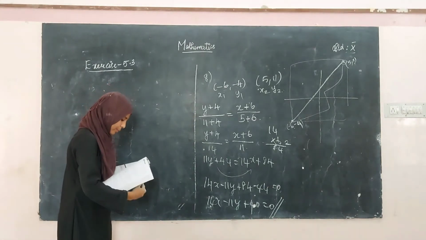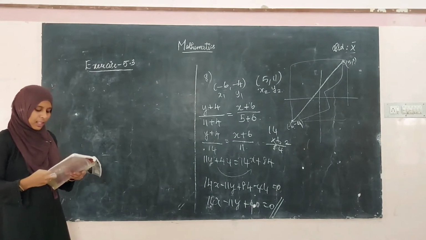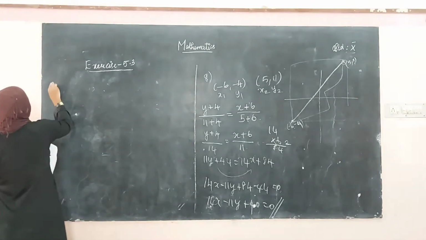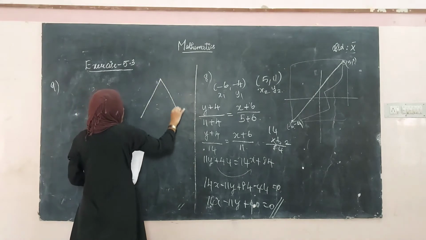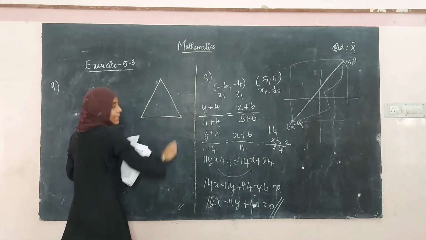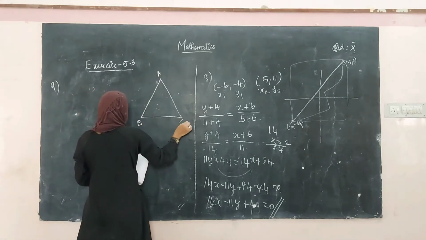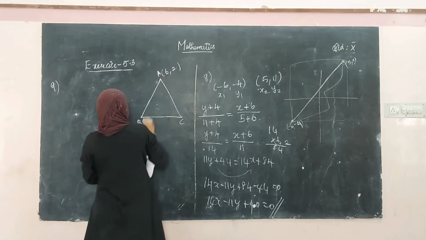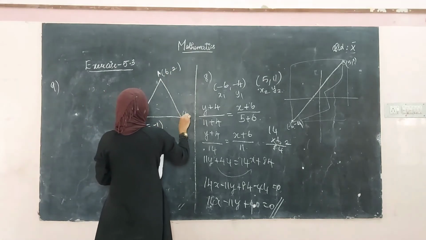Okay, see the ninth sum. Find the equation of the median and altitude of triangle ABC through A where the vertices are given. The ninth sum is about a triangle. We know that when three straight lines join, we get a triangle. Take this as A, B, C. They have given 3 points: A is 6, 2, B is minus 5, minus 1, and C is 1, 9.